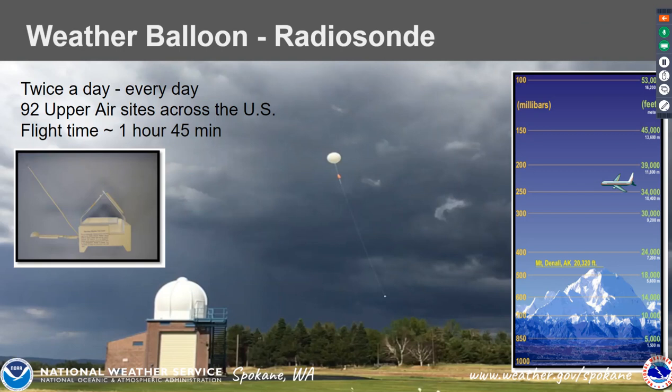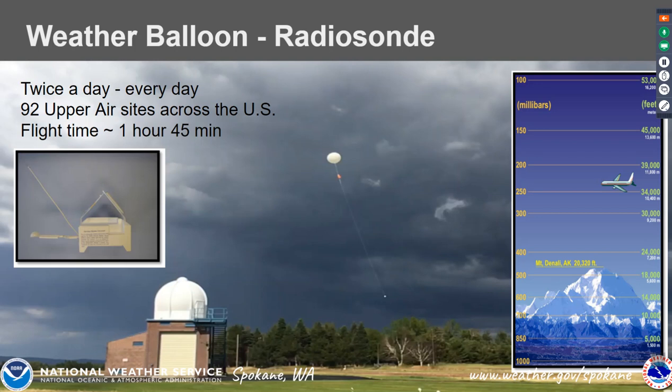We also do a weather balloon twice a day. Right now it's done at 4 a.m. and 4 p.m. That'll change with the time change next weekend, not this weekend, but the following weekend. It'll change to 3 a.m. and 3 p.m. But we're not the only office that does a weather balloon. There are 92 other sites across the United States that do it. And not just the United States, but worldwide.